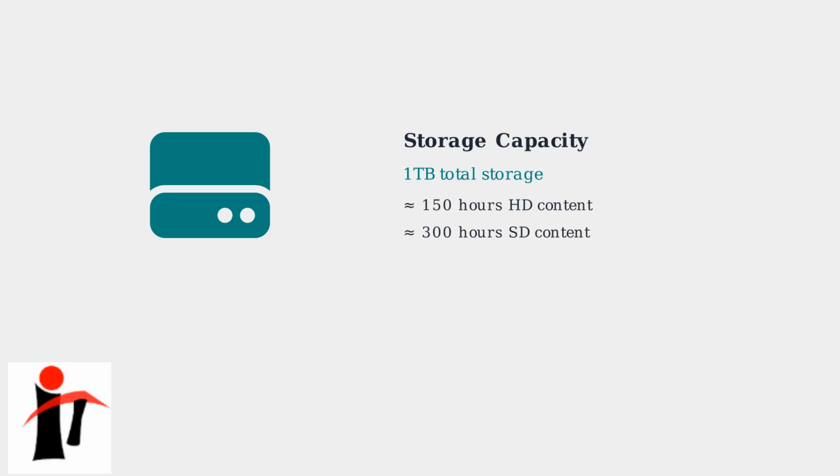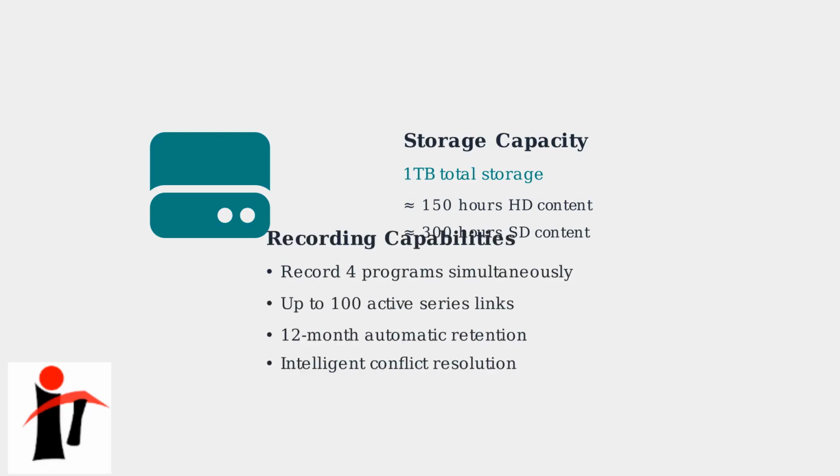EETV boxes come with impressive recording capabilities. Most models offer 1 terabyte of storage, which provides approximately 150 hours of HD content recording capacity. Recent EETV models can record up to 4 programs simultaneously, perfect for busy households with different viewing preferences. You can maintain up to 100 series links at once, and recordings are automatically kept for up to 12 months.